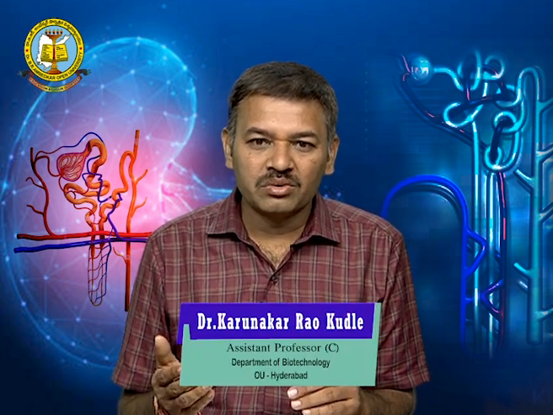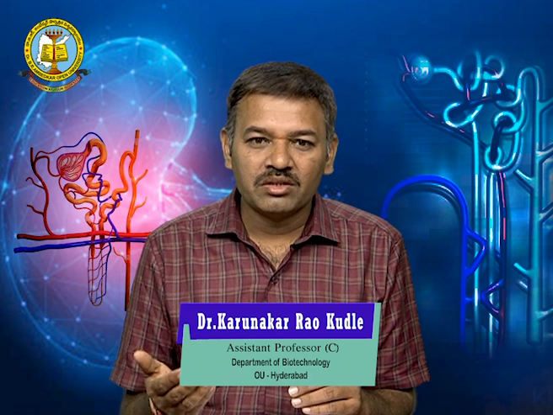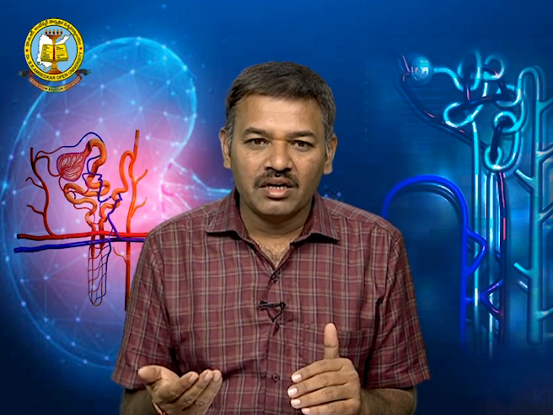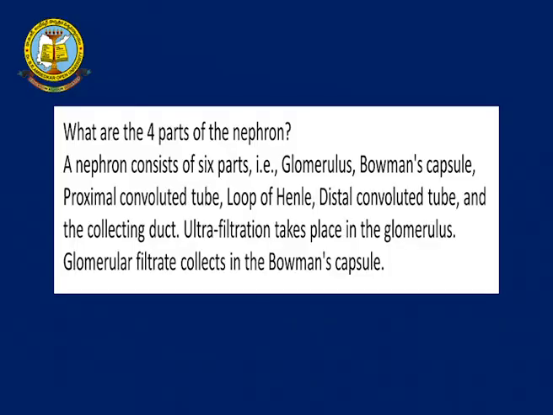It is our secondary metabolites and toxin molecules, which go for reabsorption or are removed from the blood. What are the four parts of the nephron? We discussed already: the glomerulus, Bowman's capsule and proximal convoluted tubule, loop of Henle and distal convoluted tubule, and collecting duct, and ultrafiltration takes place in the glomerulus.